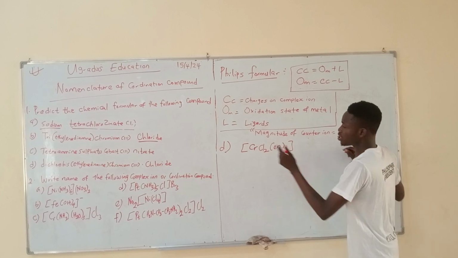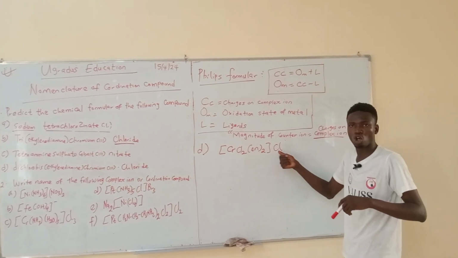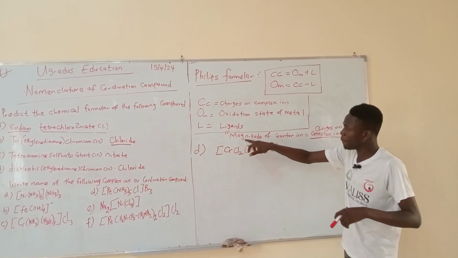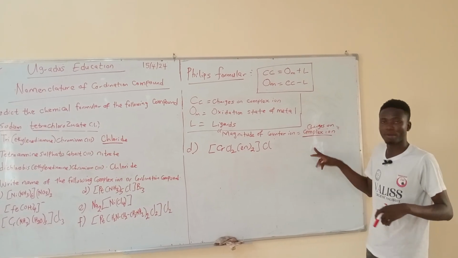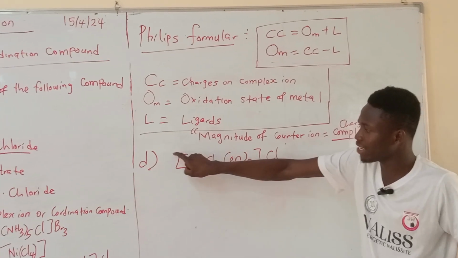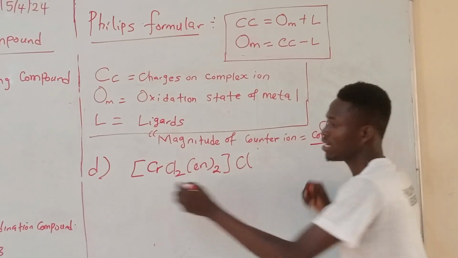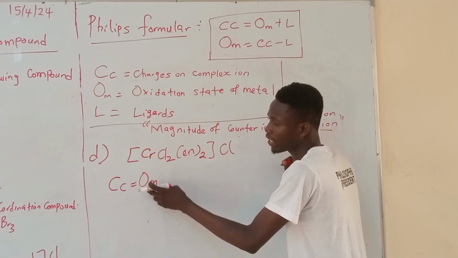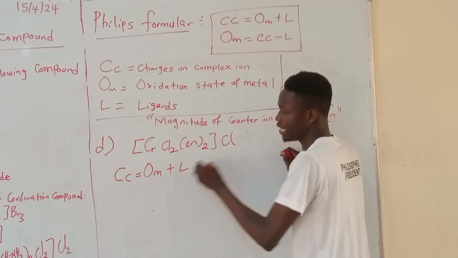Then you now put the counter-ion, which is chloro. But I told you that this counter-ion is not always the correct figure. You have to cross-check. And how do you check? The magnitude of your counter-ion is a measure of the charge on the complex ion. So you have to determine what is the charge that this complex ion is carrying. And how do you get that? Charge on complex ion equals the oxidation state of the metal, which is the chromium, plus the ligands.